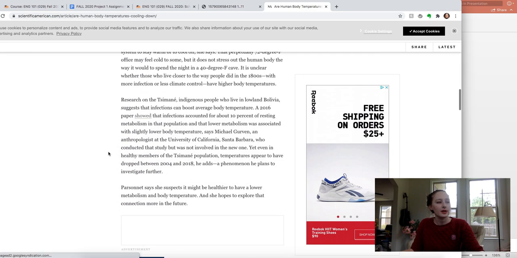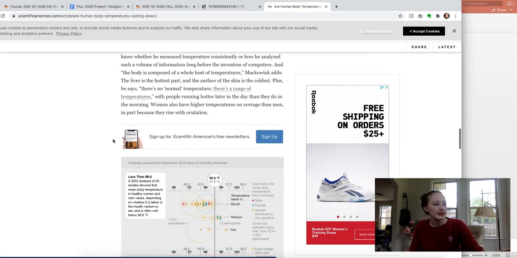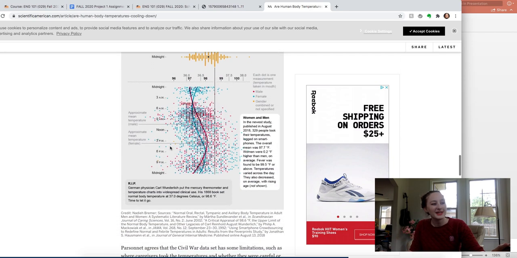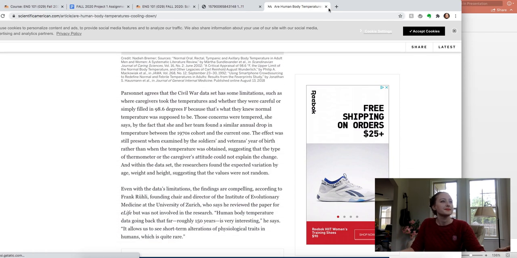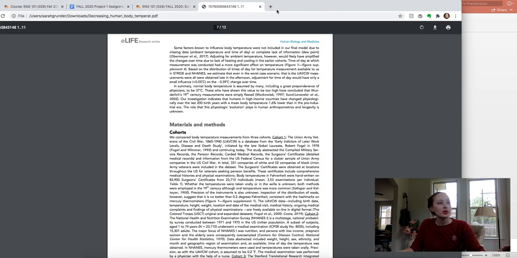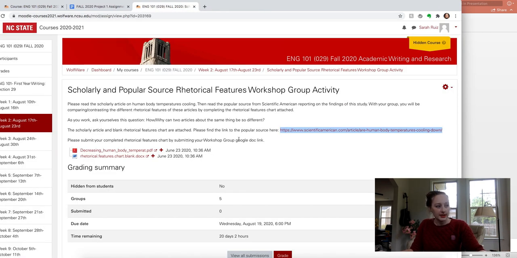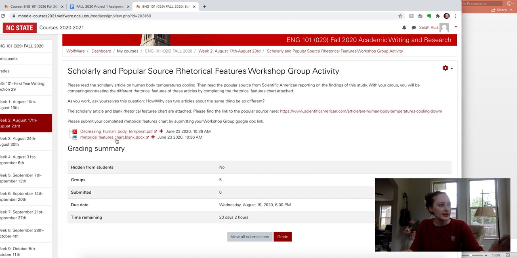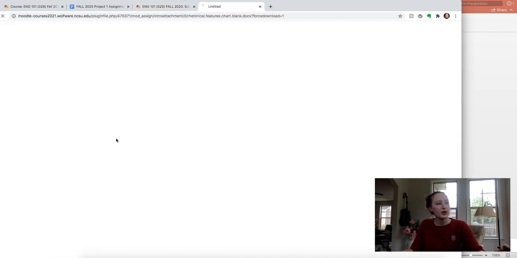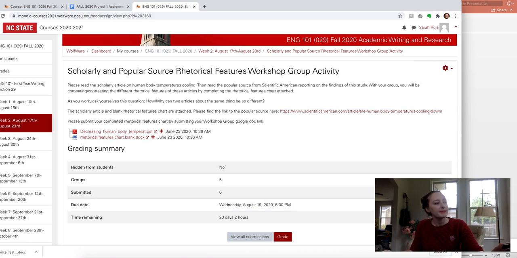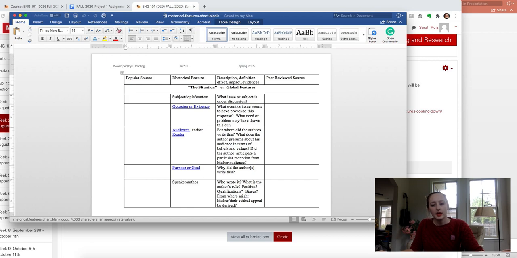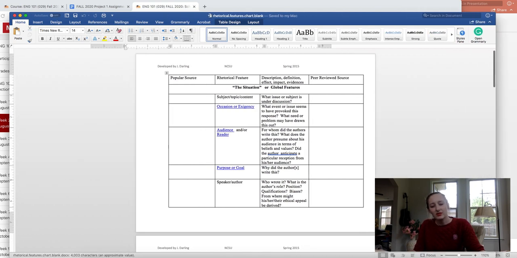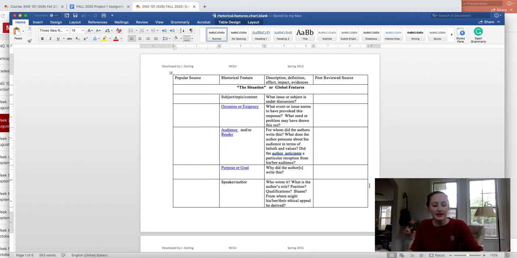And already you see a lot of differences between the scholarly articles. So you're going to look at that. Look at this fancy chart, but it's different from their fancy chart. Okay. So those are the two articles you need to read for your group assignment. Then what I need you to do is look at this rhetorical features chart. I want you to copy it and paste it into your Google Doc for your group. You can use the same Google Doc for all your assignments, or you can do different ones for each group assignment. As long as I get the link, I don't really care.